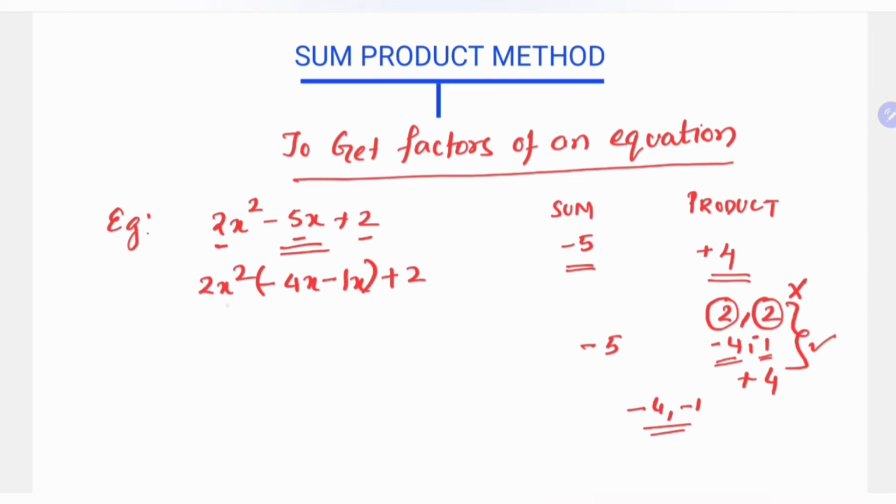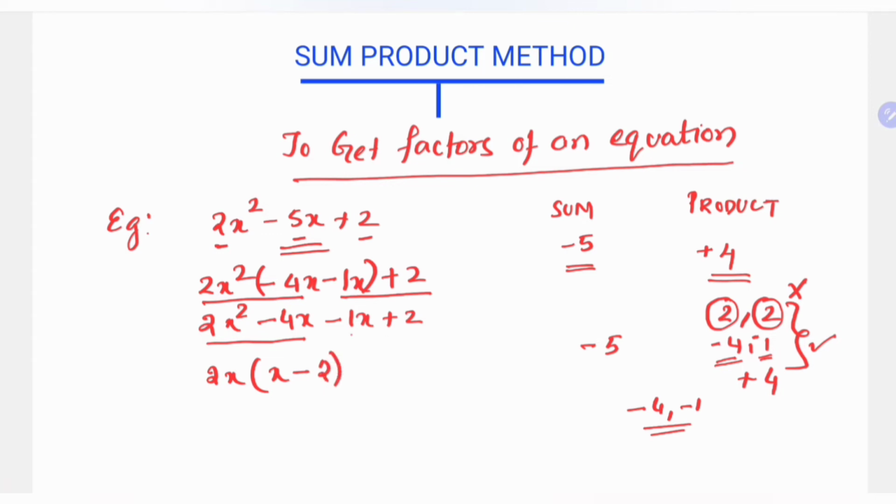Now what we are going to do is, we'll club these first two terms and last two terms. We'll take the common factor out. You have 2x square minus 4x. Let me write this neatly. 2x square minus 4x minus 1x plus 2. Let me take 2x as common between these two. So it will be 2x, and you'll be left with x minus 2.